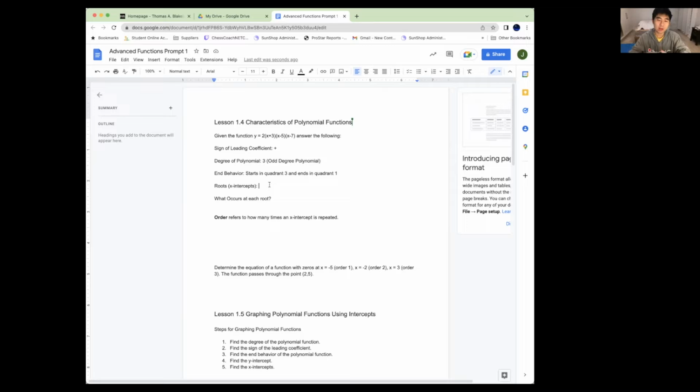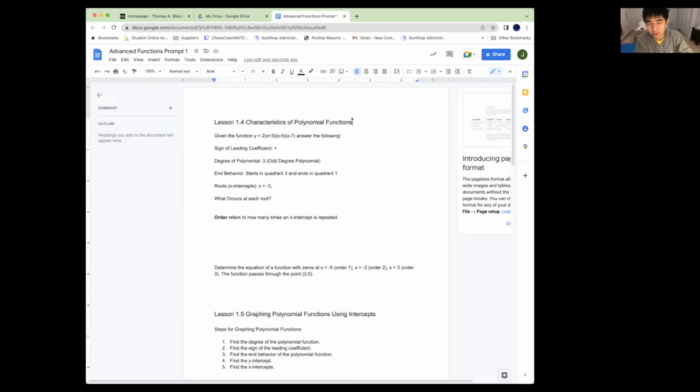All right, next up we have roots, also known as the x-intercepts. This is pretty simple. It's a grade 10 concept, but I'll go over it in case you may have forgotten. We're going to set all of our factors equal to 0 and then solve for x. First up, we have x plus 3. We set that to 0, and when you solve for x, you get x equals negative 3. That's the first root.